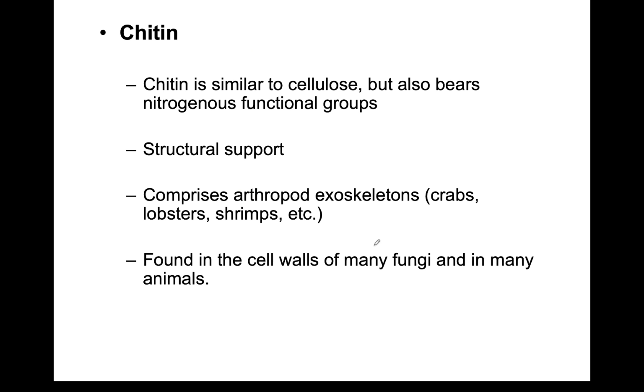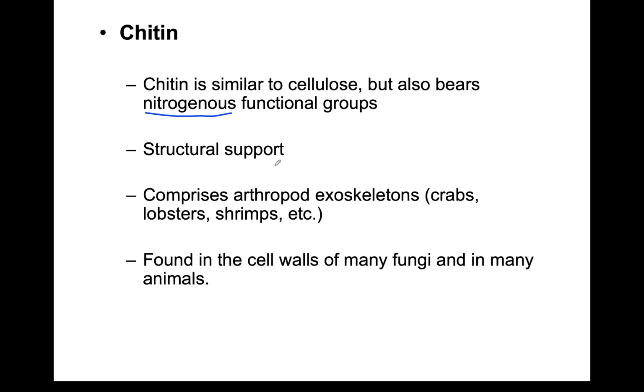Another example of a polysaccharide is chitin. Chitin is similar to cellulose, but chitin bears nitrogen. So far, glucose, starch, glycogen, and cellulose mainly comprise carbon, hydrogen, and oxygen. In addition to carbon, hydrogen, and oxygen, chitin carries one more atom, nitrogen.